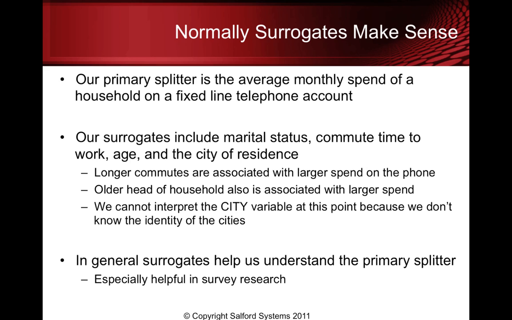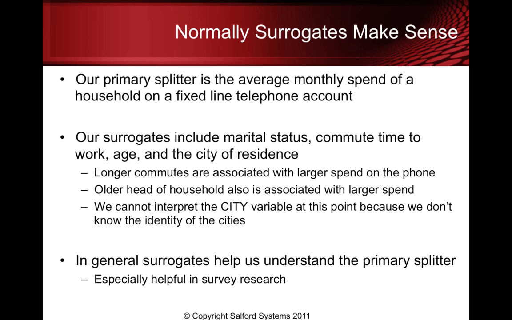Think about the example we just went through. Our primary splitter is the average monthly spend of a household on a fixed line telephone account. The surrogates include marital status, commute time to work, age, and the city of residence. Now, we don't know how the cities work because that information has been suppressed from the data, but the rest of the story is very plausible. In general, surrogates help us understand what the primary splitter is all about.